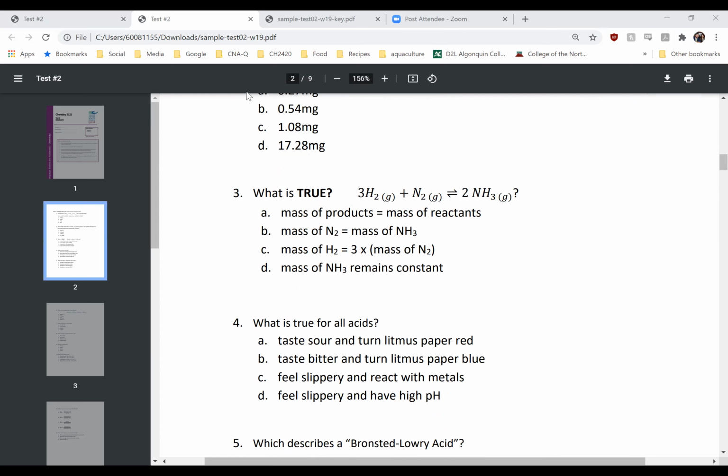Which is true? So I'm just reading number 3 here. I hope you guys can see my screen. What is true? I have this equilibrium. It says mass of products equals mass of reactants, mass of N2 equals mass of NH3, mass of H2 equals 3 times mass of N2, and the mass of NH3 remains constant. What do you guys think for this one? C, I'm getting a few C's.